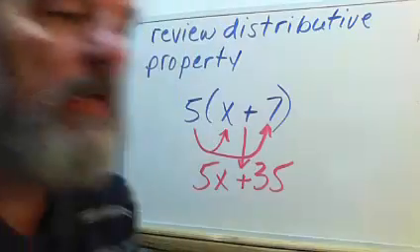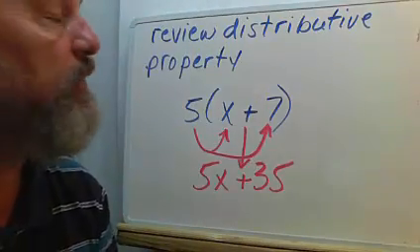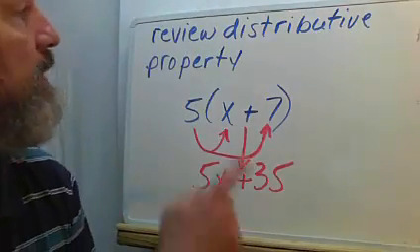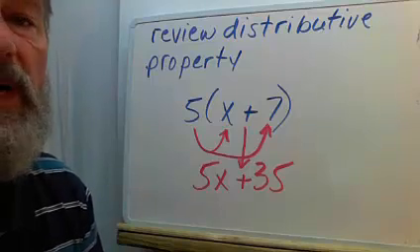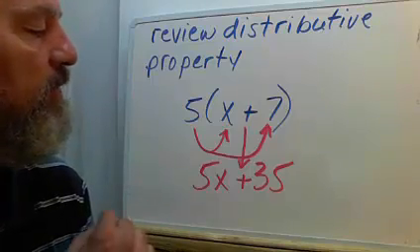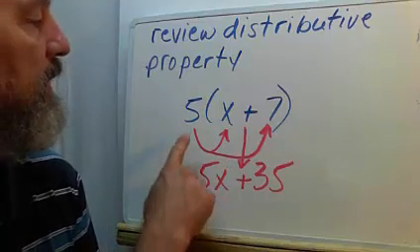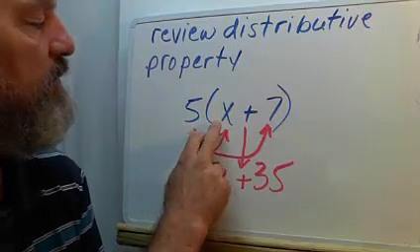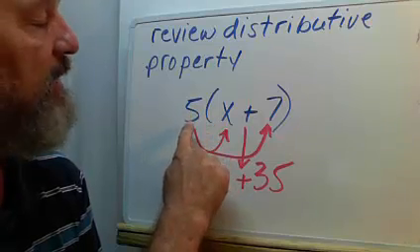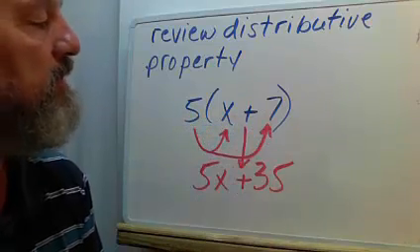Okay, this is section 5 of chapter 2. The first thing we want to do is a little review of the distributive property. I'm sure all of you are pretty aware of this, but I want to review a few things and take another look at it. First of all, we have 5 times the quantity, that's the way you read this, 5 times the quantity x plus 7.